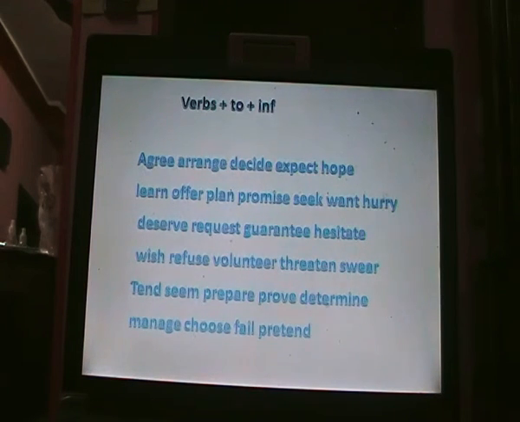So, first group, verbs that are followed by gerund, verb plus ing, and second group, verbs that are followed by to plus infinitive.